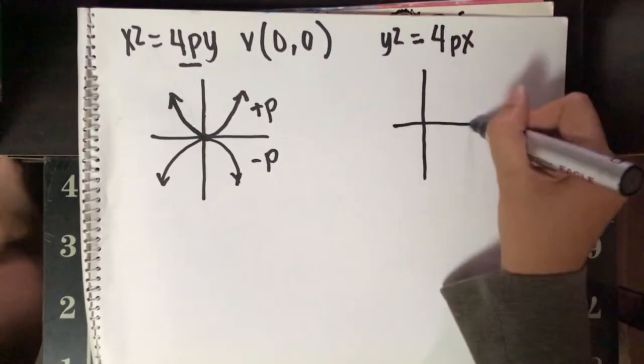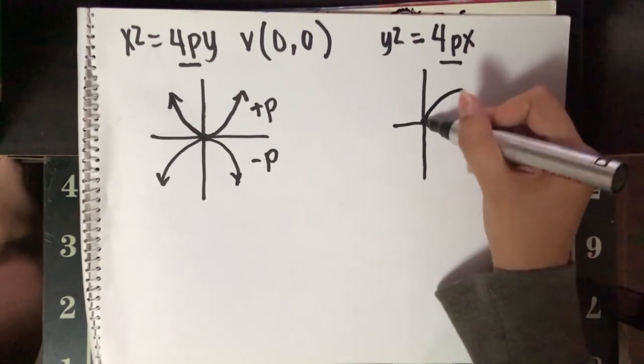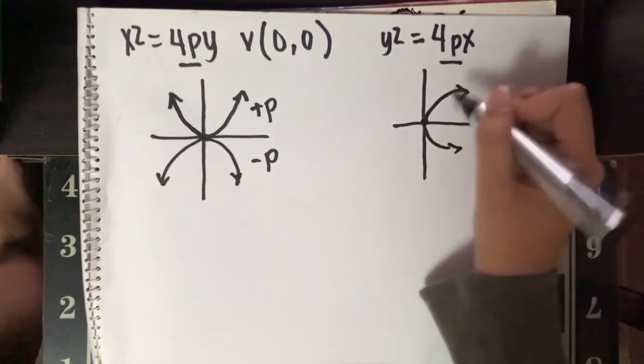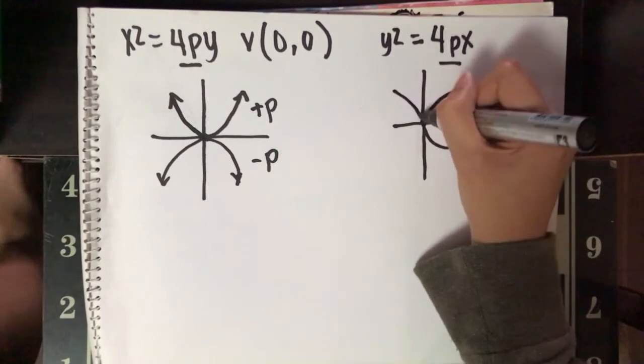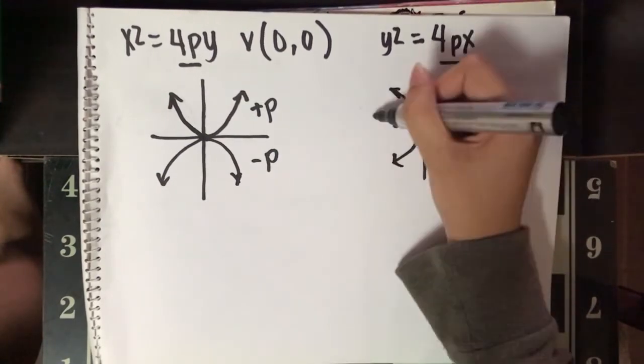We have the equation y squared equals 4px. The parabola will open either to the left or to the right depending on p. If p is positive, it will open to the right, but if p is negative, it will open to the left.